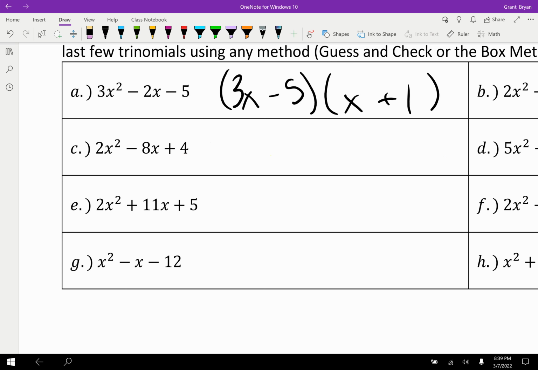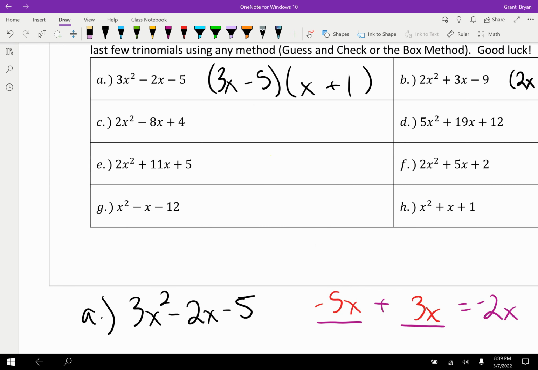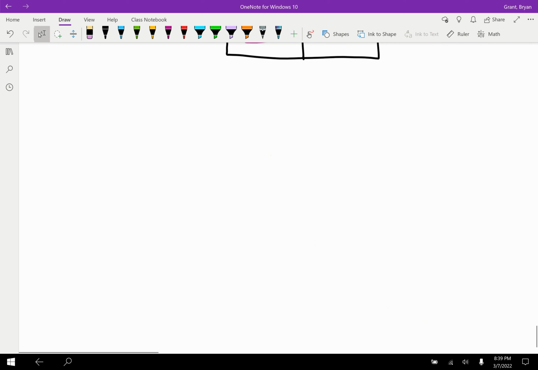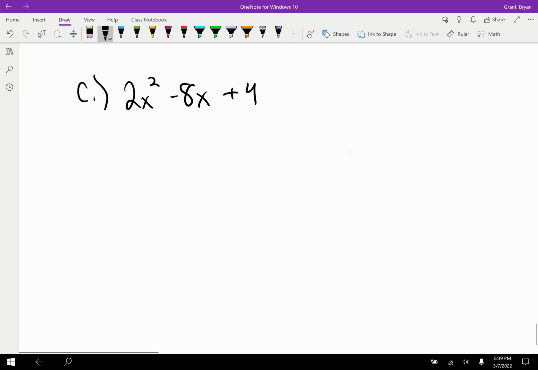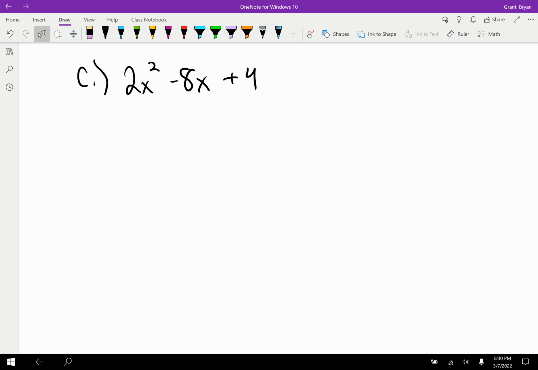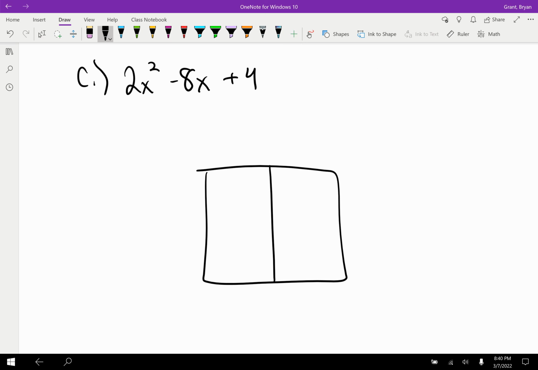And even when you use the box, let's look at C here really quickly. 2x squared minus 8x plus 4. If you can't get it through guess and check, go back to the box. See if it works. It might not. Okay, so box-wise here, at least if it doesn't work, you'll know for sure this doesn't factor. 2x squared and 4. Okay. Now, looking at this, you might say, okay, we need to split up the insides.